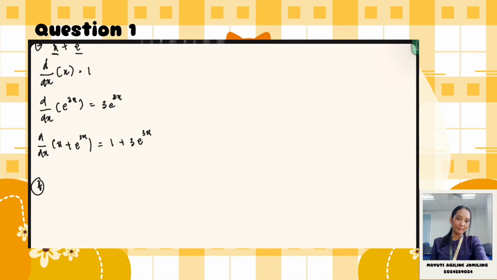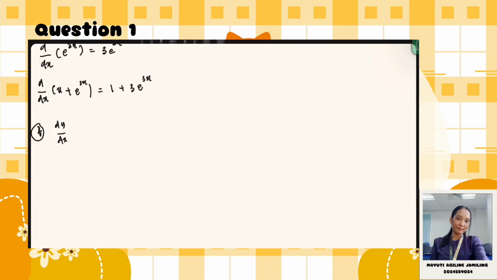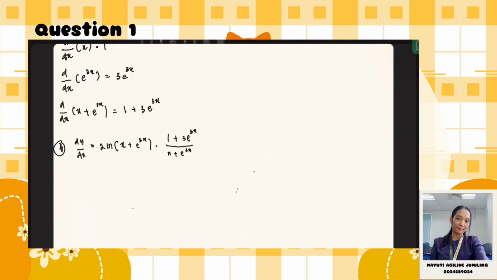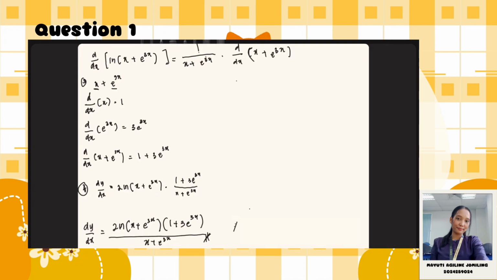So the last step is just to substitute the result back into the chain rule expression, where dy over dx is equal to 2 ln bracket x plus e to the power of 3x, times 1 plus 3e to the power of 3x, divided by x plus e to the power of 3x. We just combine these, so we get the answer dy over dx equals 2 ln(x plus e to the power of 3x) times (1 plus 3e to the power of 3x), divided by x plus e to the power of 3x. So this is the answer for question 1.